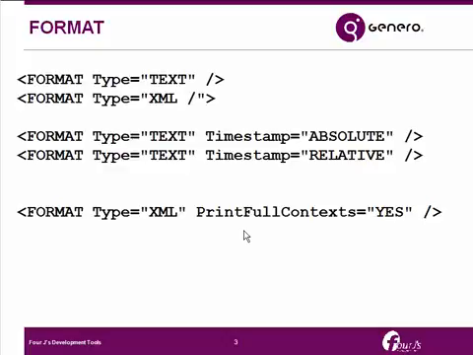To wait for the complete information, you set the print full context attribute to yes. It is only valid when writing out logs with the type set to XML. This attribute is ignored if the type is set to text. You should probably only set to yes when you are involved in troubleshooting.